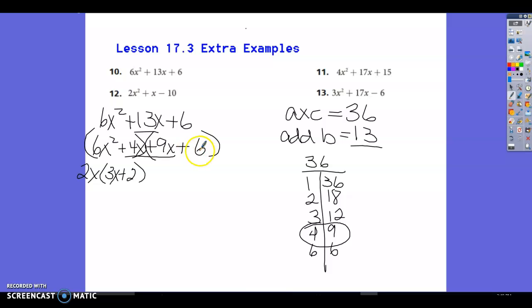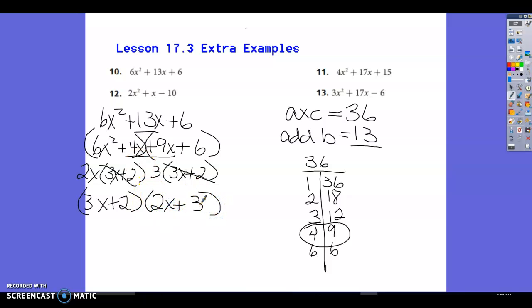And then I do the same thing with the second binomial. 9x and 6 have a greatest common factor of 3. 3 goes into 9x 3x times. 3 goes into 6 2 times. All right, so if you notice, I've done a couple of these examples now. The greatest common factor should always match here. 3x plus 2 if you're doing this correctly. And then we're left with 2x plus 3.